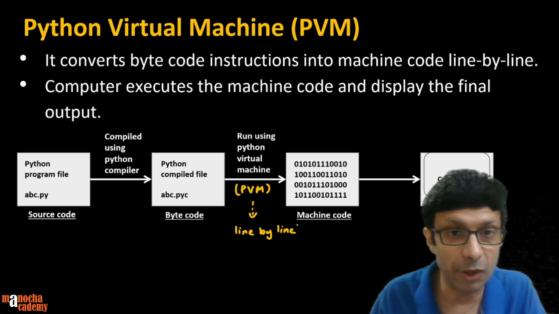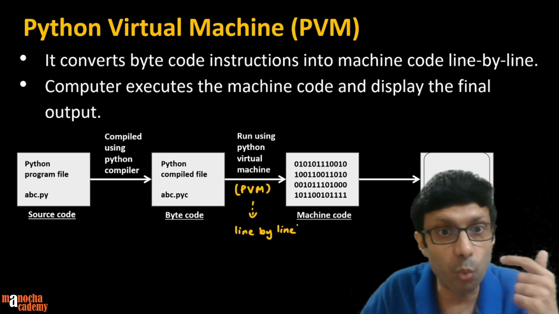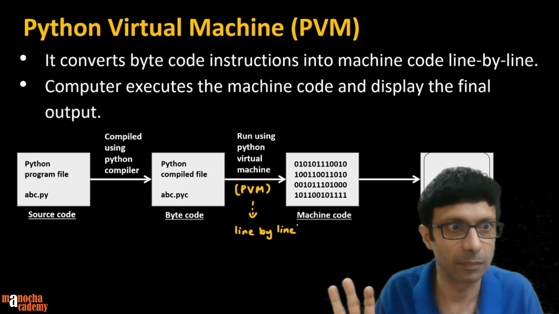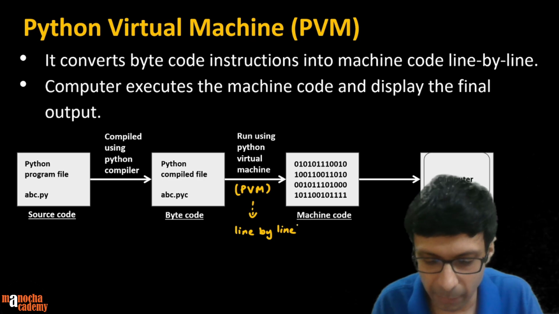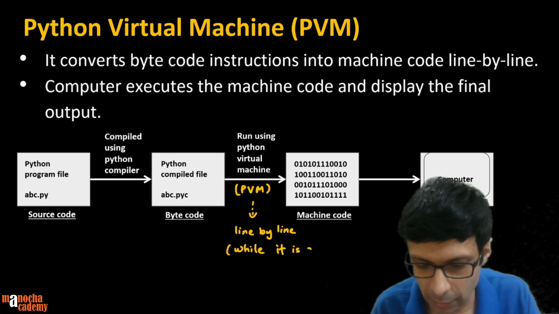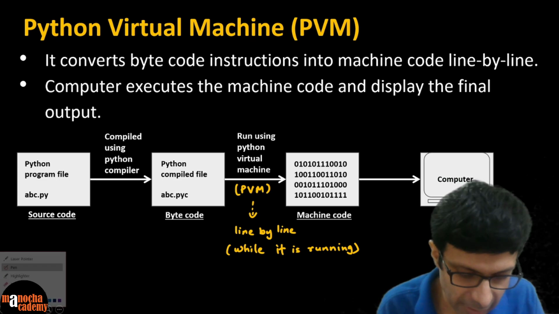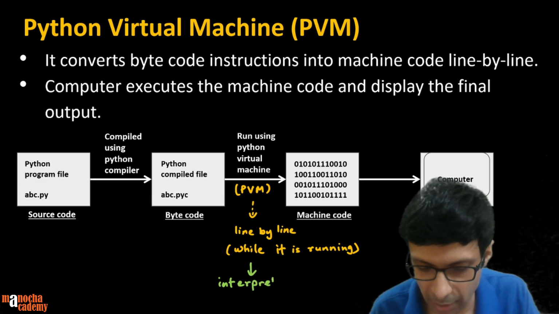So during the running it is converting. Please understand, the byte code is being converted into machine code while it is being run. It is not pre-converted. Okay, is that making sense to you? So this is being converted line by line while it is running. And this is why we say Python is an interpreted language. We say it is being interpreted line by line.